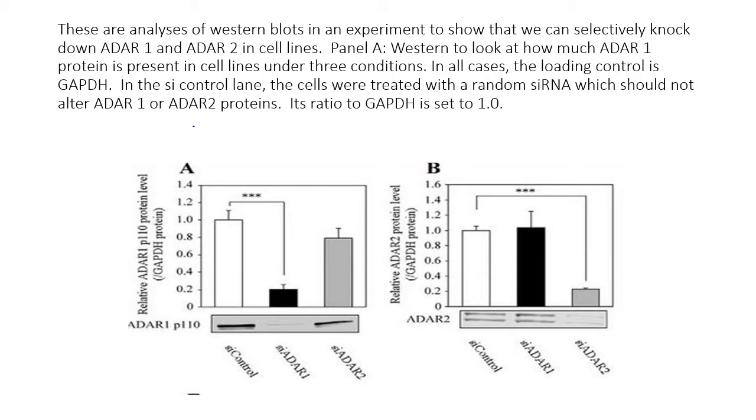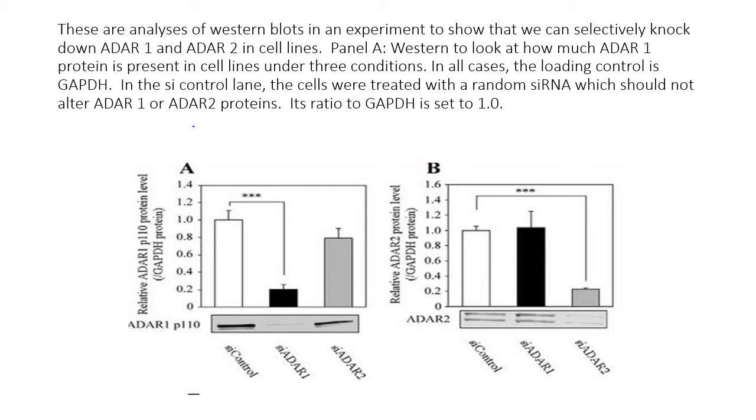Panel B is basically the same idea, but in reverse. We're looking at the effects on ADAR2 of either the control, the silencer of ADAR1, or the silencer of ADAR2. This also makes sense. We can see the Western on the bottom. We see two bands for ADAR2, which are not quite explained. And we have our control, where we're comparing to, in this case, GAPDH, which is glyceraldehyde 3-phosphate dehydrogenase, and that is set to 1.